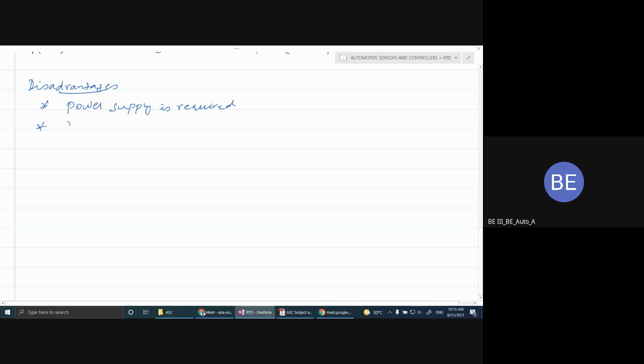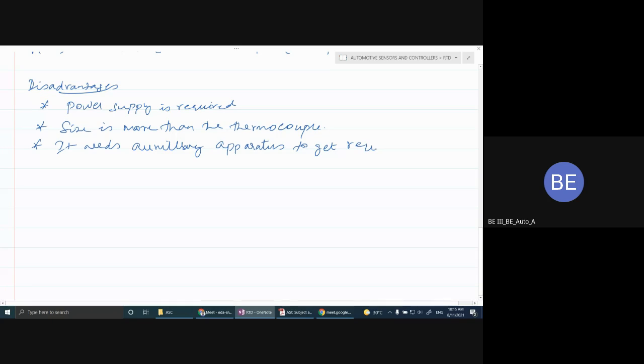And the size is more than the thermocouple, and it needs auxiliary apparatus to get the required form of output. What does it mean? Tell me. Third point, what does it indicate? Tell me.